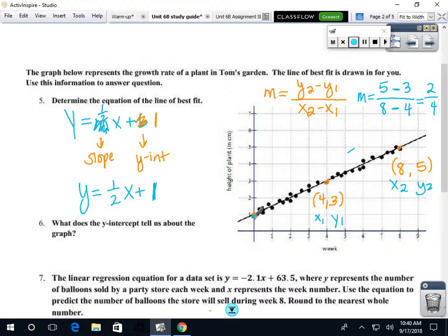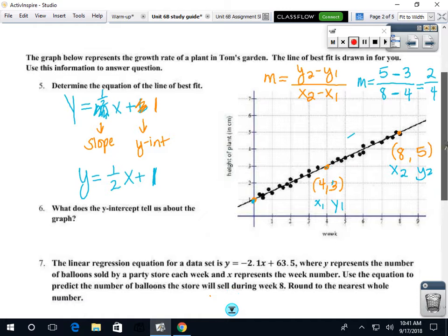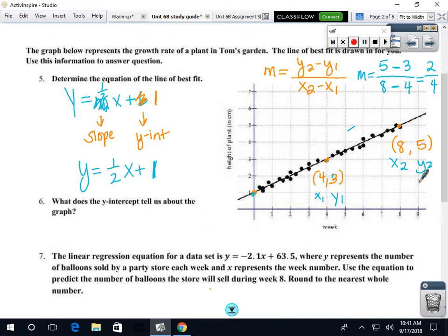Where it hits the y-axis. And the m is always the slope, what you get when you pick the 2 points and plug them in. But that's the last thing you should have to do. You should be able to narrow it down to probably at least 2 choices before you have to do the m. Okay, now, what does the y-intercept tell us about the graph?